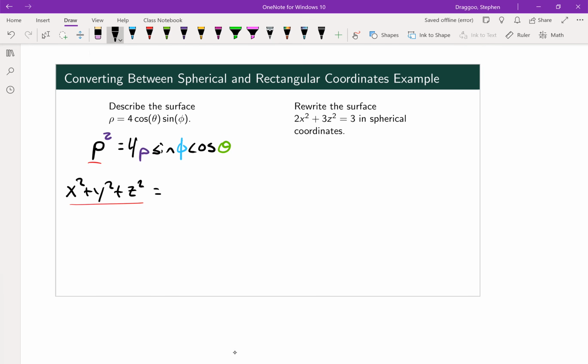And on the right, rho sine phi cosine theta, that's equal to x. So this is 4x. We just put those two pieces together.